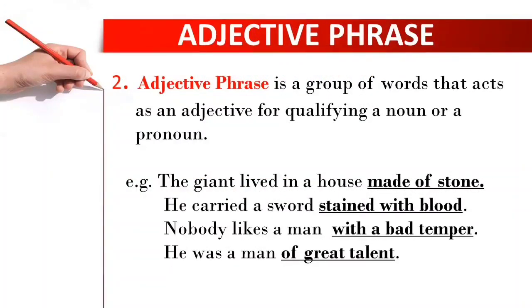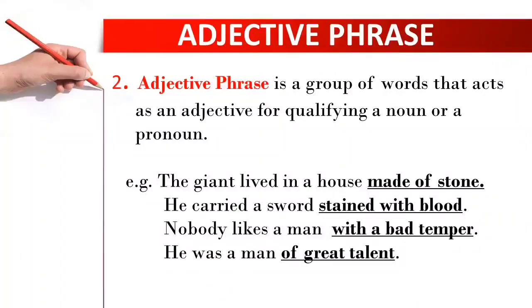What is adjective phrase? Adjective phrase is a group of words that acts as an adjective for qualifying a noun or a pronoun. For example, the giant lived in a house made of stone. Here, the words made of stone modify the noun house. So, made of stone is an adjective phrase.